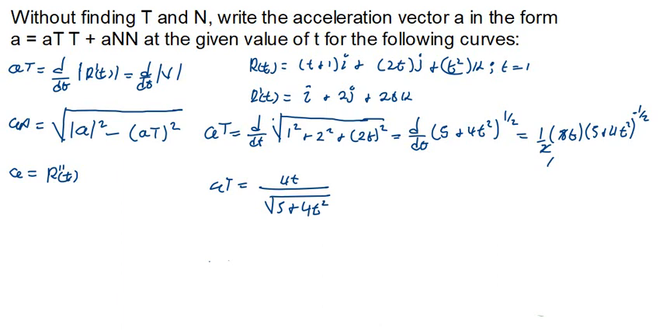But we are told that we are evaluating at t equals 1. So this is going to become 4 divided by the square root of 4 times 1 squared, that is 4, plus 5, that's 9. So the root of 9 is 3. So I found that our AT, our tangent magnitude, is equal to 4 over 3.